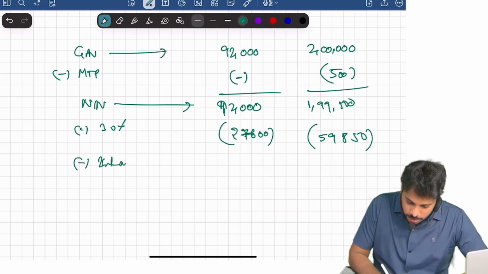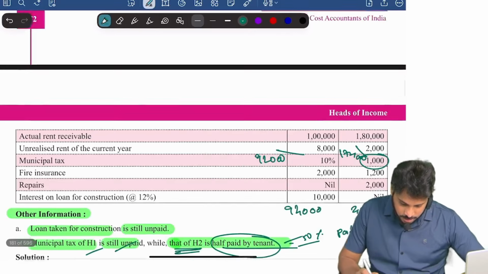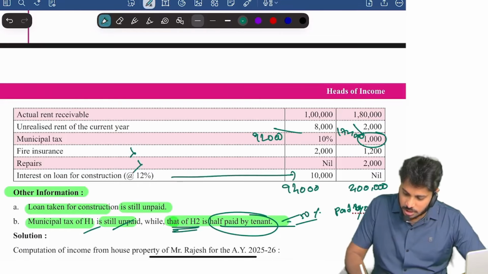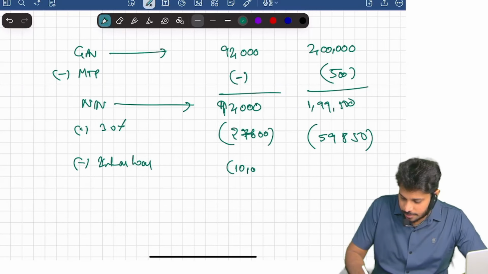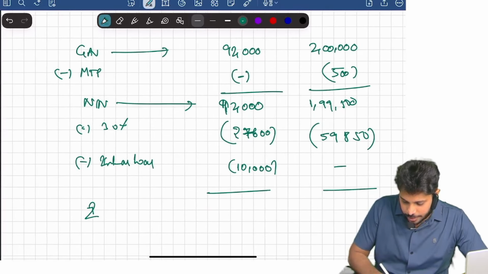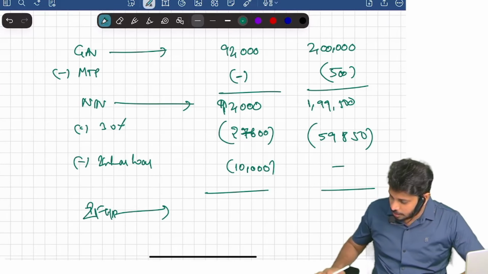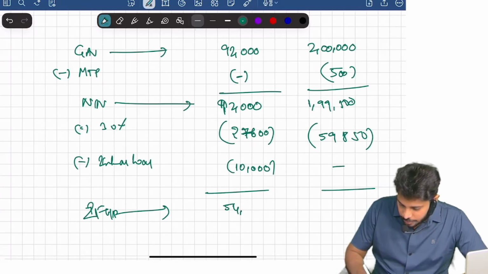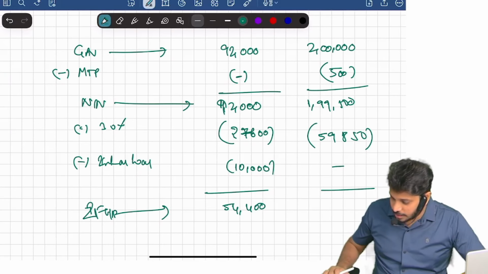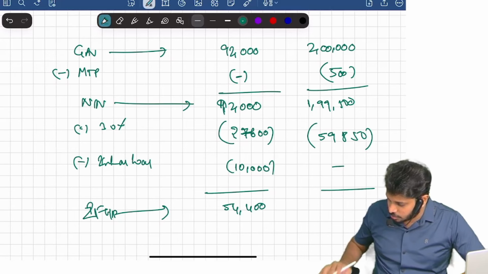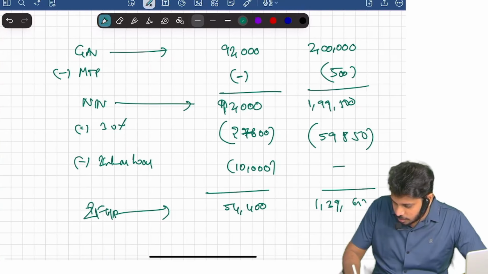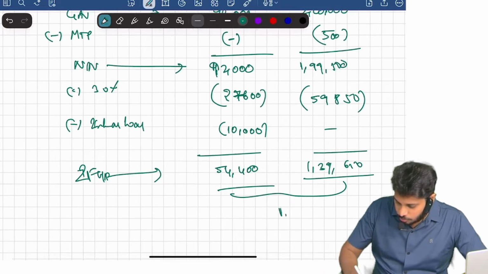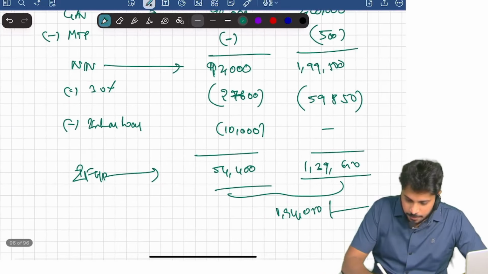Second deduction is what? Interest on loan. You can claim interest on loan as on accrual. Fire insurance irrelevant, repairs irrelevant. Interest on loan 10,000 and nil. That's it. Correct? 10,000 and nil. So therefore income from house property is 92,000 minus 30% minus 10,000 is equal to 54,400. 1,99,500 minus 59,850 is equal to 1,39,650. Total income from house property is equal to 1,94,050. What is the answer?